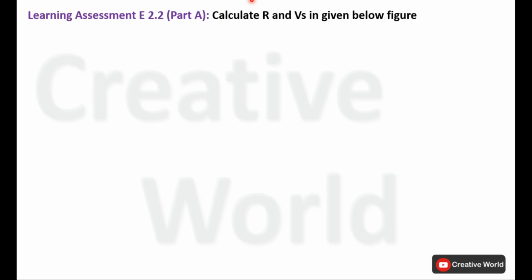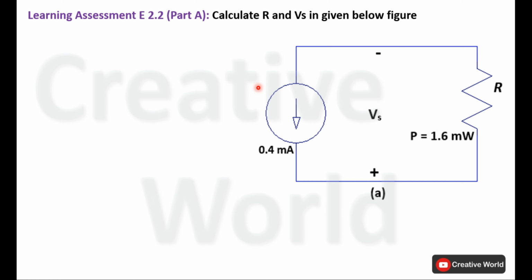Read the scenario. Learning Assessment E2.2 Part A. Calculate R and Vs in the figure given below. This is the figure and we have to calculate Vs in this figure and the value of R. Data is given: the power absorbed by this resistance is 1.6 milliwatt, and the current of the constant current source is 0.4 milliampere. Because of the series connection, this current will also be flowing through this resistance.